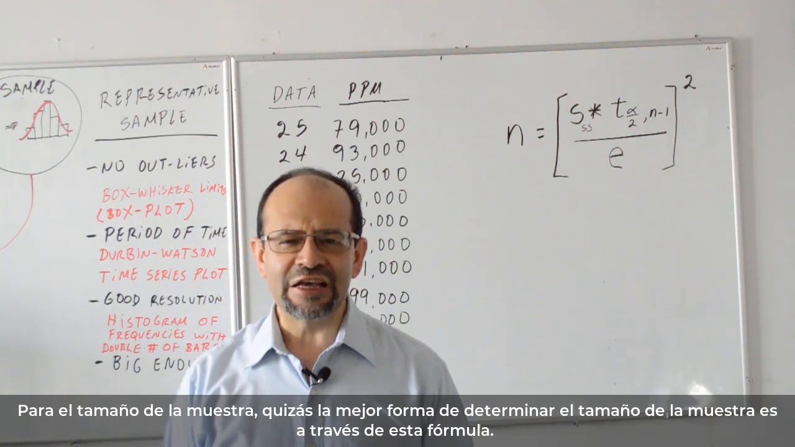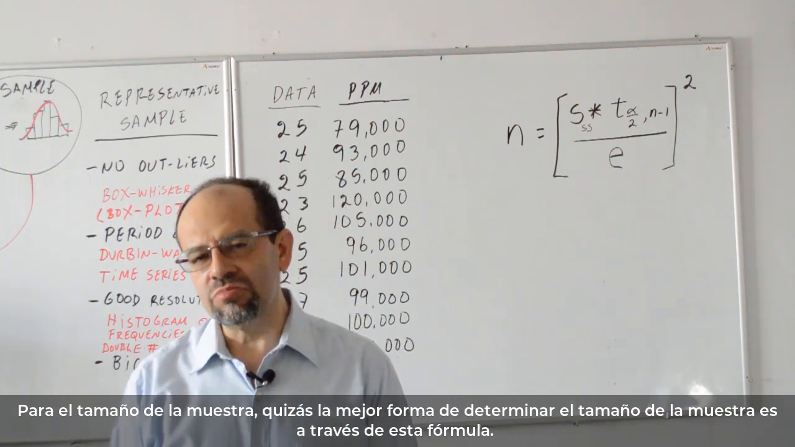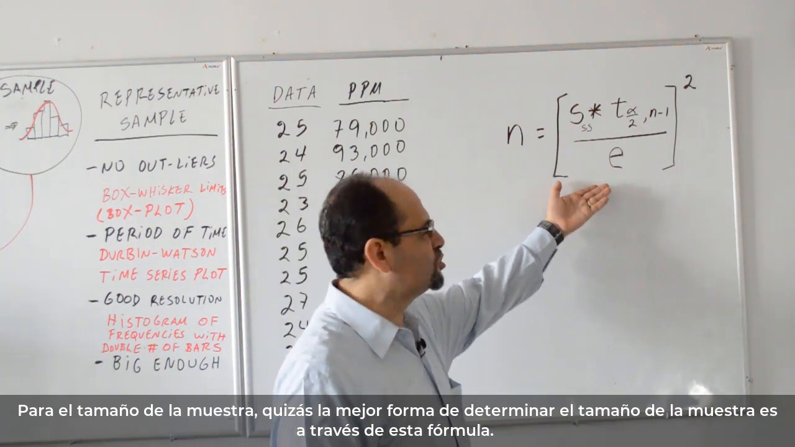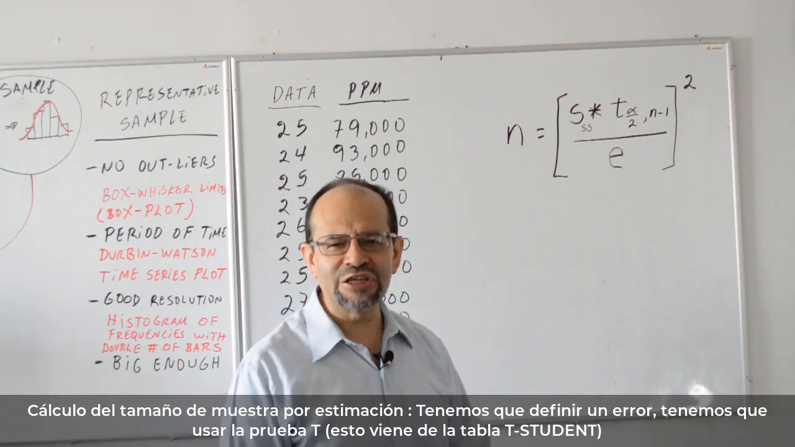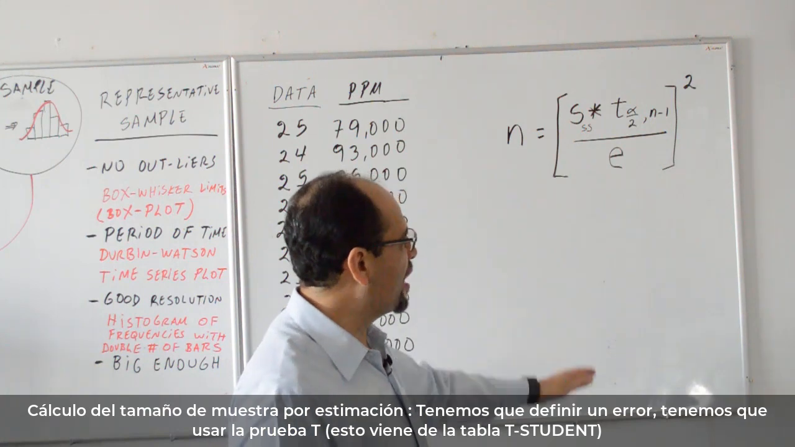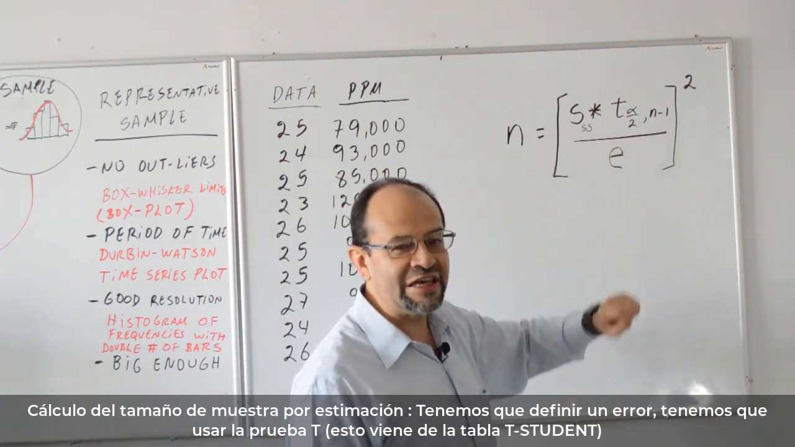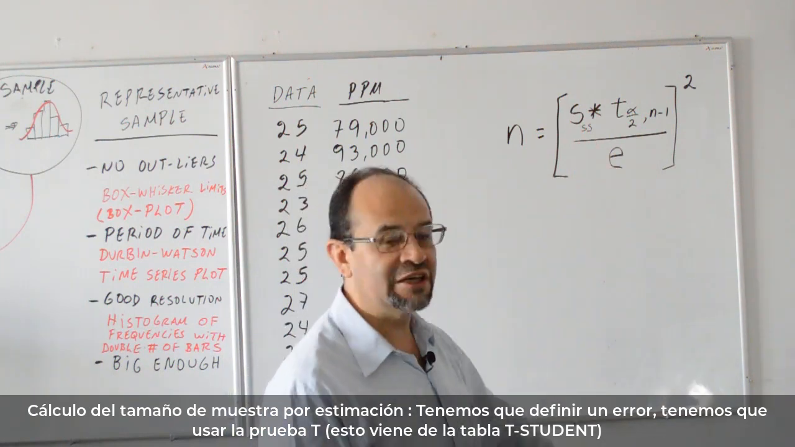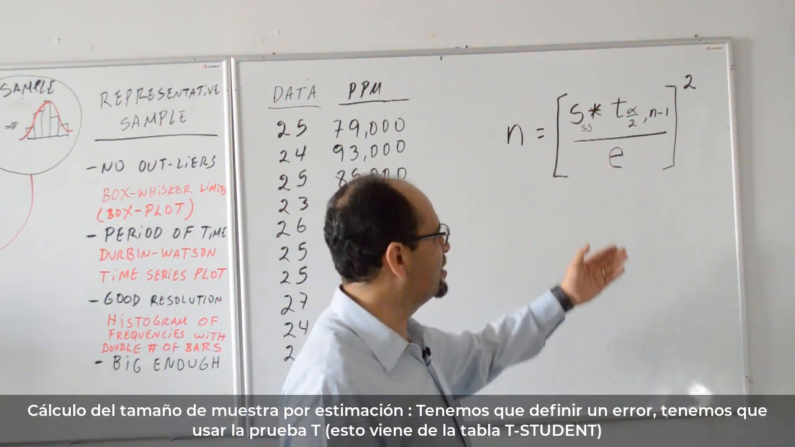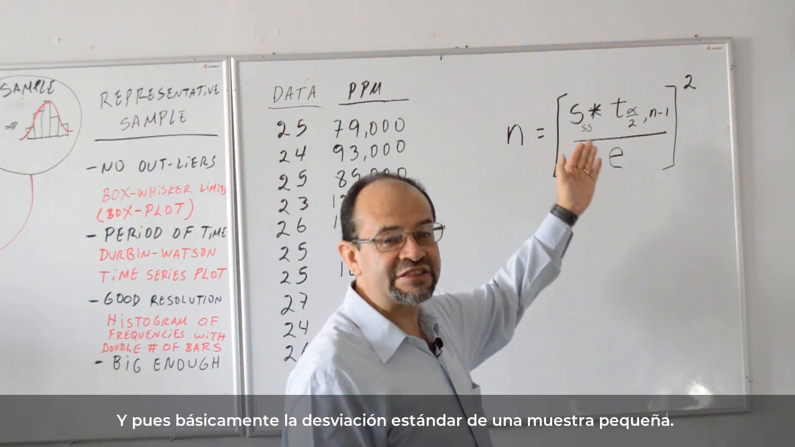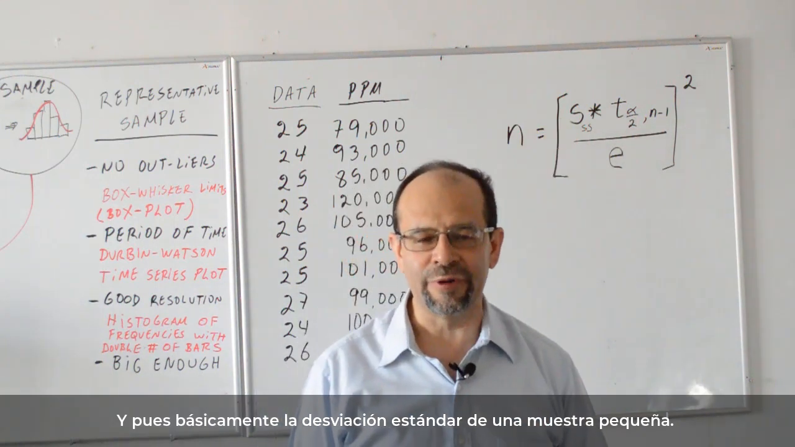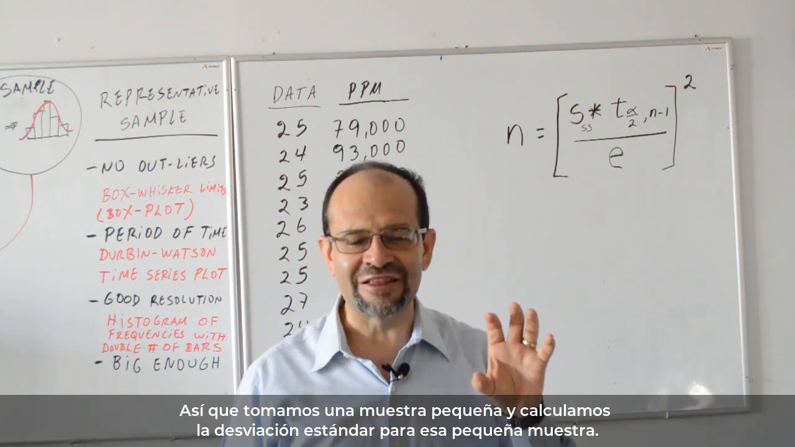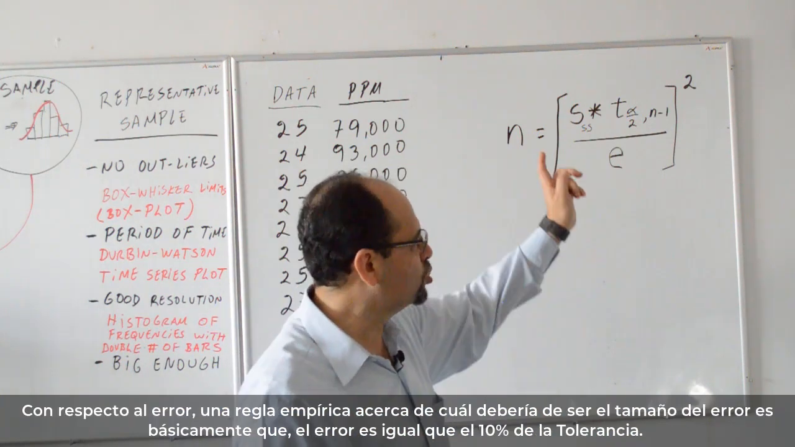For the sample size, maybe the best way to determine it is through this formula. Sample size for estimation. We have to define an error. We have to use the t-table. This is coming from the t-student table, t-test. And basically the standard deviation of a small sample. So we take a small sample and we calculate the standard deviation for that small sample, and it goes here.